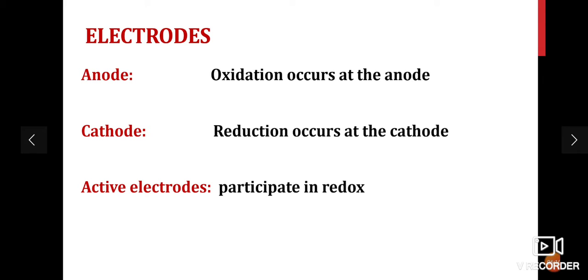Coming to the electrodes, there are two types of electrodes, anode and cathode, where oxidation occurs at the anode and reduction occurs at the cathode. In a cell, two electrodes will be there, one is the anode and one is the cathode, where the anode undergoes oxidation and the cathode undergoes reduction. These anode and cathode should be dipped in the electrolytic solution. What are active electrodes? They participate in the redox reaction.